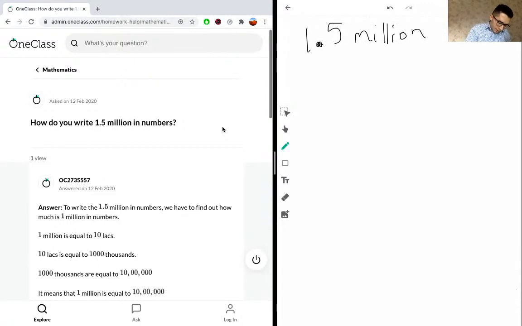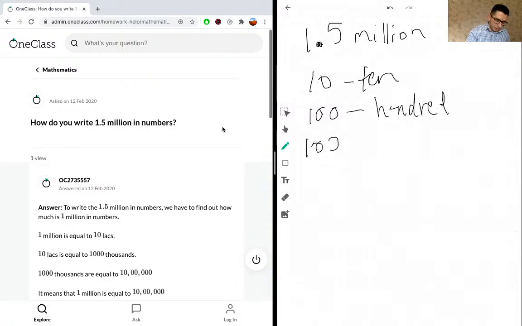So we can start off with a simpler number. We know 10 is 1 0. We know 100 is 2 zeros. And then we have 1,000, which is 3 zeros. Okay, so I think we get the gist here. So this is 1,000.